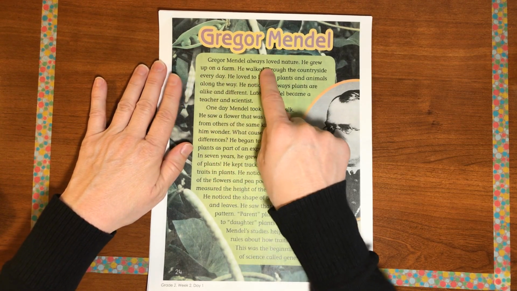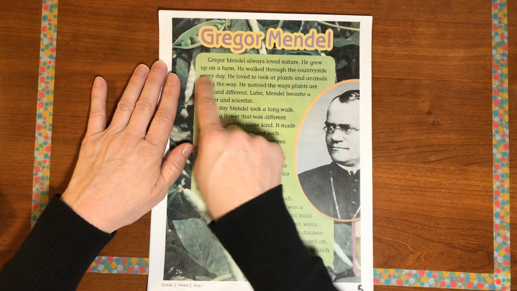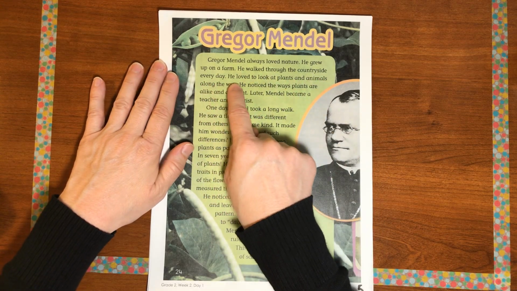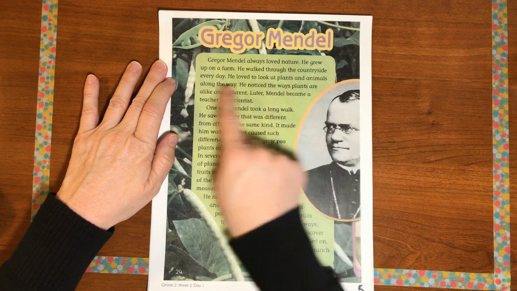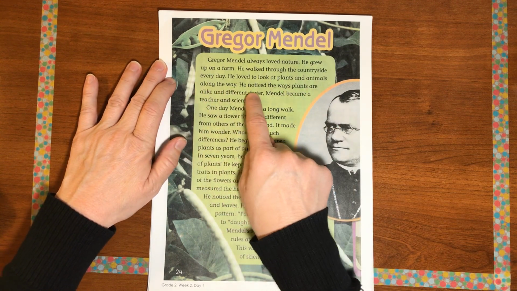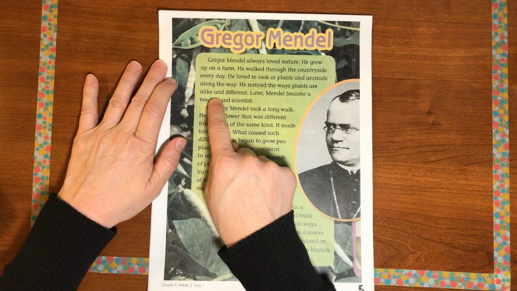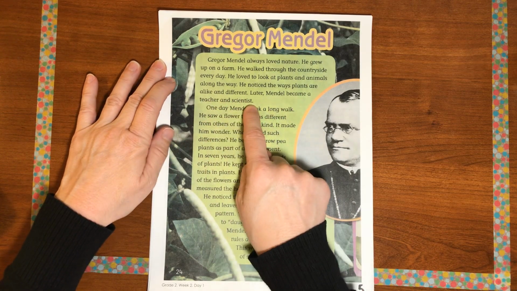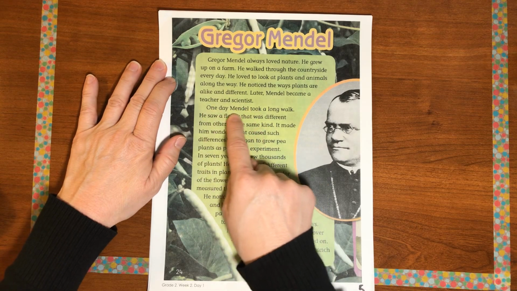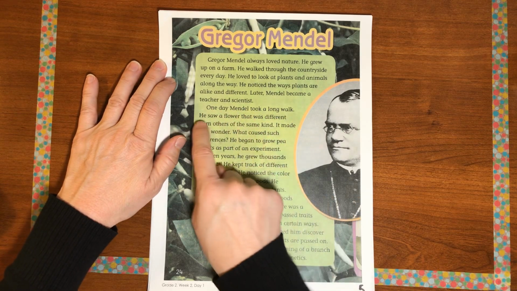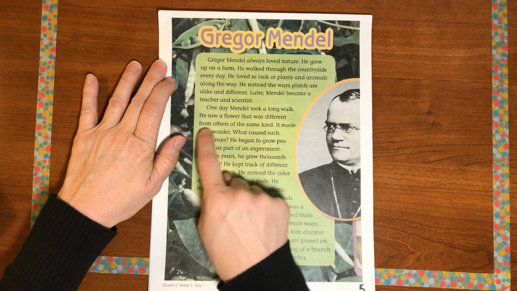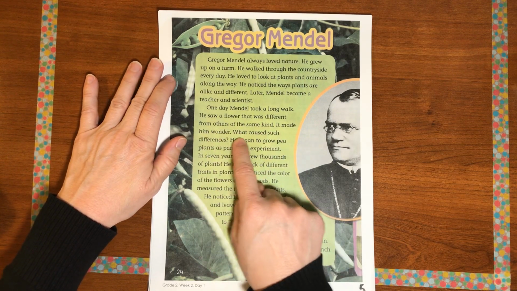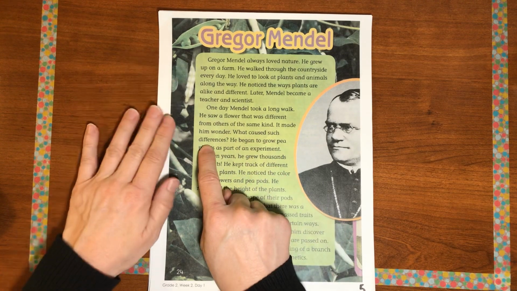Gregor Mendel always loved nature. He grew up on a farm. He walked through the countryside every day. He loved to look at plants and animals along the way. He noticed the ways plants are alike and different. Later, Mendel became a teacher and scientist. One day, Mendel took a long walk. He saw a flower that was different from others of the same kind. It made him wonder, what caused such differences?